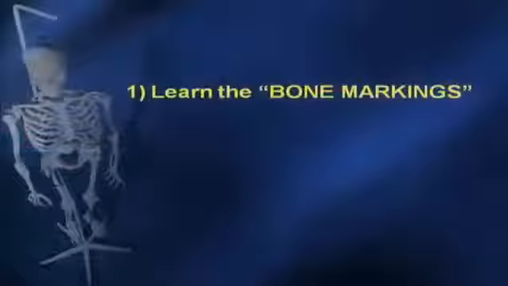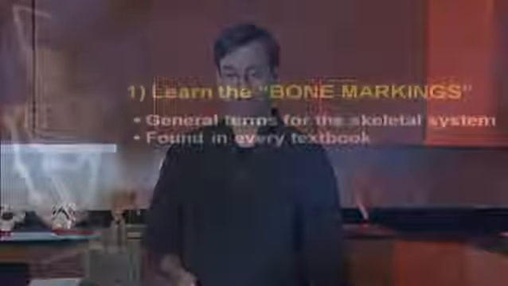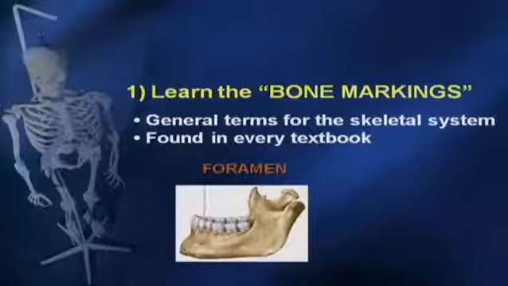First of all, learn the bone markings. What are we really referring to? If you look at any textbook, they're going to have a set of terms that apply to all parts of the skeletal system. These are found in pretty much any textbook. You'll see a table, and they'll typically be called bone markings. Let me give an example of one of the common terms that you would see. One of them is called a foramen. And a foramen simply refers to a hole through which a blood vessel or a nerve passes.